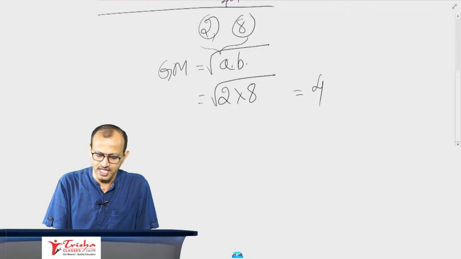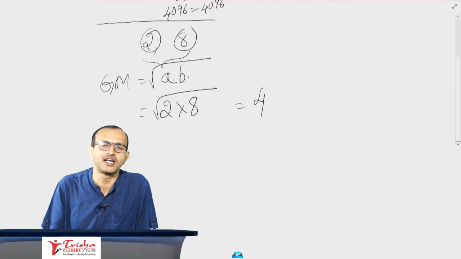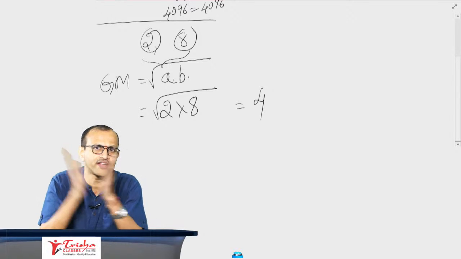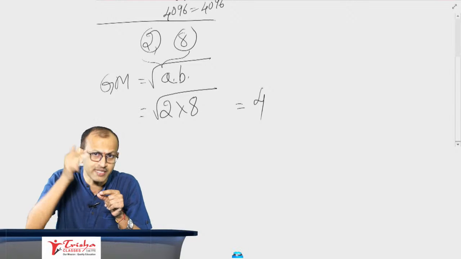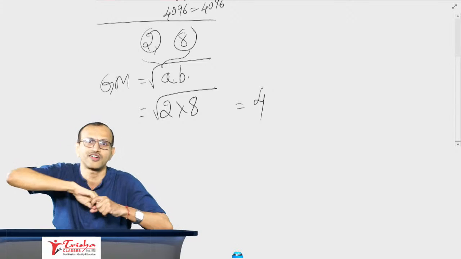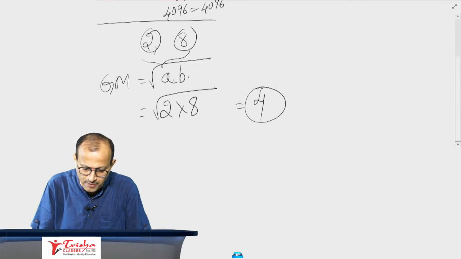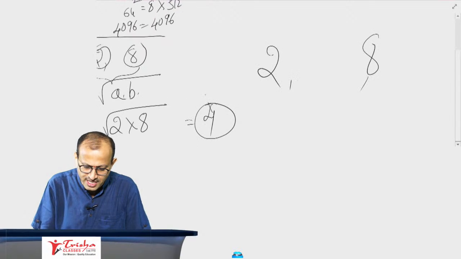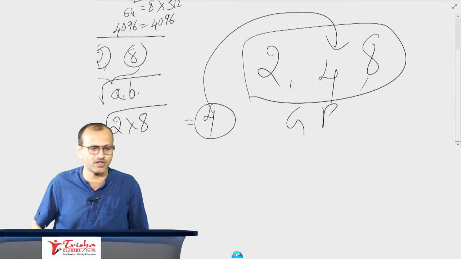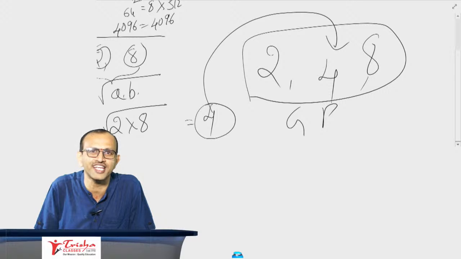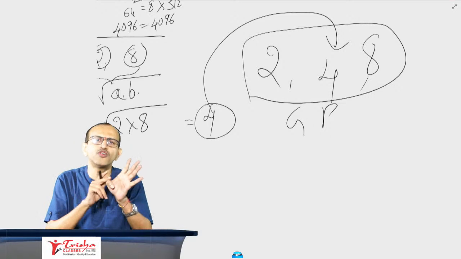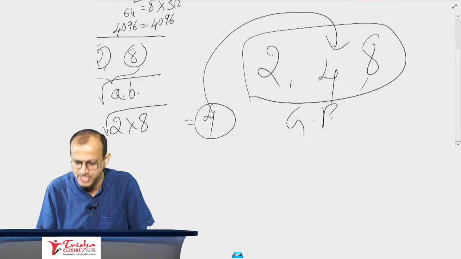Okay, super. Now I will give you one new idea. When you say the geometric mean is 4, mean means middle. Between 2 and 8, there is one number called 4. This should come in between 2 and 8. Geometric means it is a geometric progression. Are you able to follow the trick? When you say 2 and 8, the middle number, the geometric mean, gives 2, 4, 8, a geometric progression.